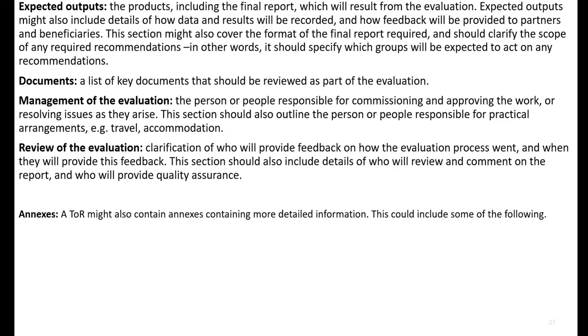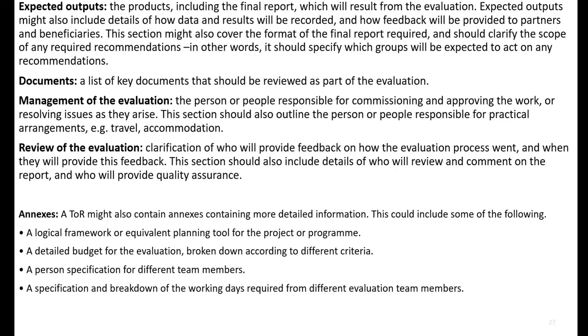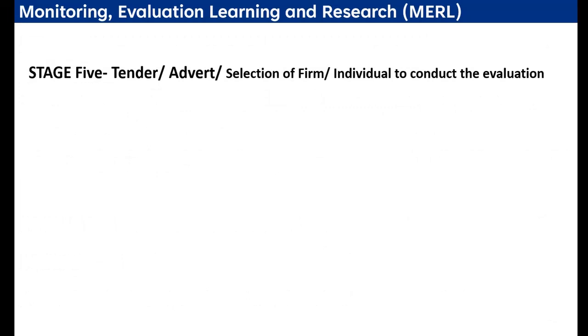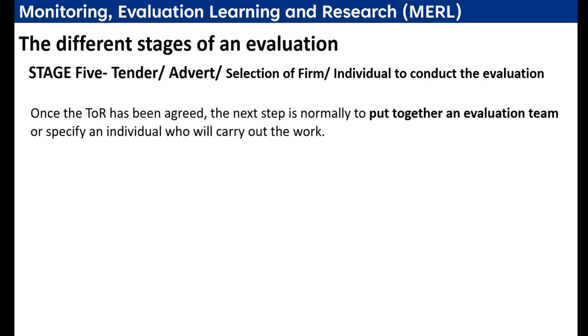This could include some of the following, for example, a logical framework of the project, a detailed budget for the evaluation, a person specification for different team members, a specification and breakdown of the working days required, a timeline for the evaluation, etc. Now at stage 5, when you develop the TOR, you are going to tender, to advertise, to select the firm or individuals to conduct the evaluation. So here you advertise the TOR.